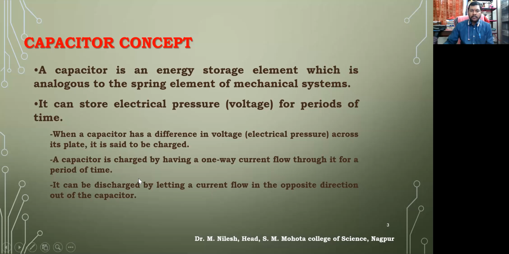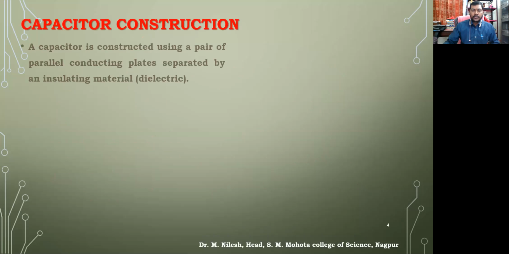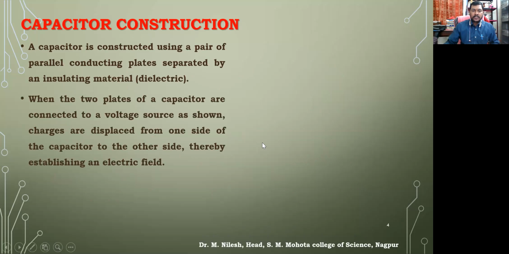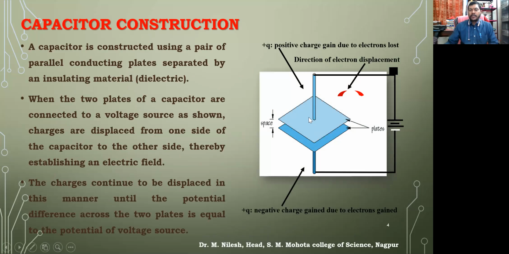A capacitor is charged by having one-way current flow through it for a period of time. We put it to a power supply like this. In the next slide, we are going to show you that construction. So this is the construction of a capacitor. We have two plates, and when we apply this polarity, this is positive and this is ground, when we apply the polarity or a power supply to these plates, then these plates get charged.